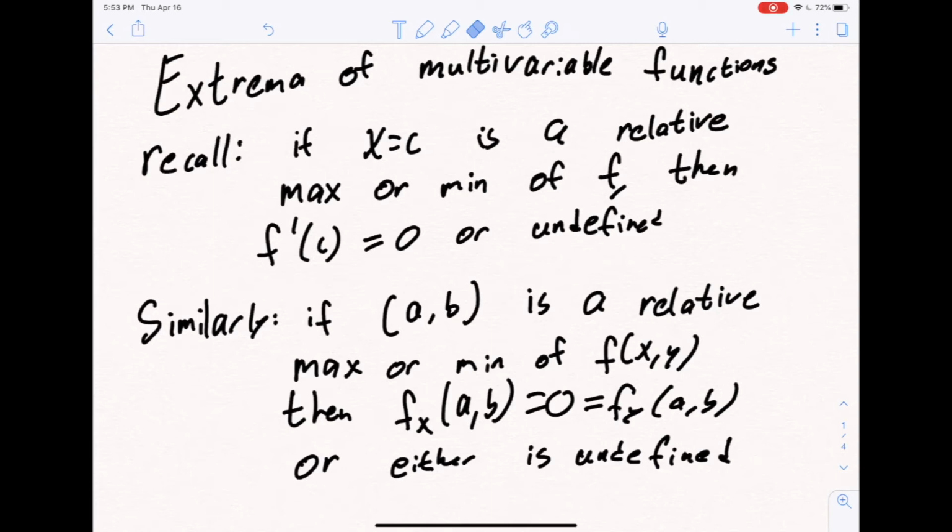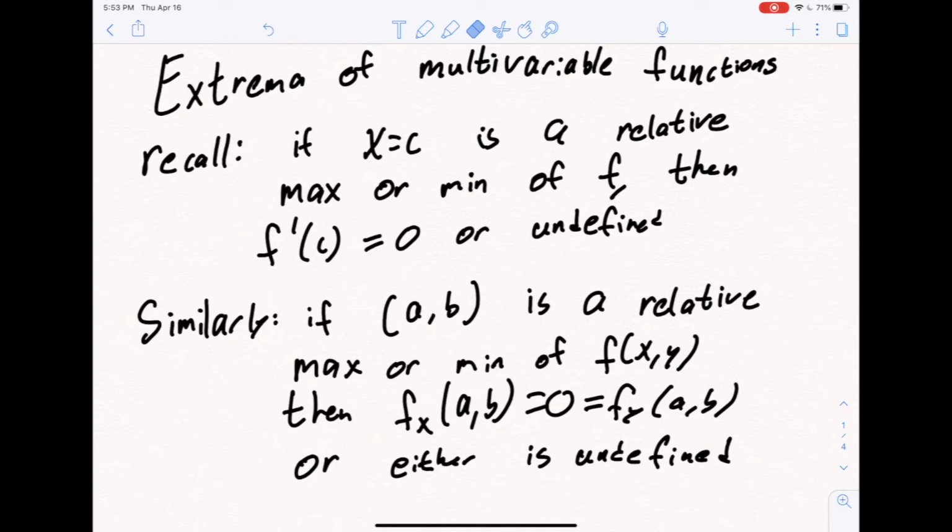Here today in section 7.5, I want to talk about extrema of multivariable functions. So this is an analog to something we've seen in the past. It's basically the first derivative test for multivariable functions. Recall in the one variable scenario, if x equals c is a relative maximum or minimum of f, then f prime of c equals 0 or is undefined.